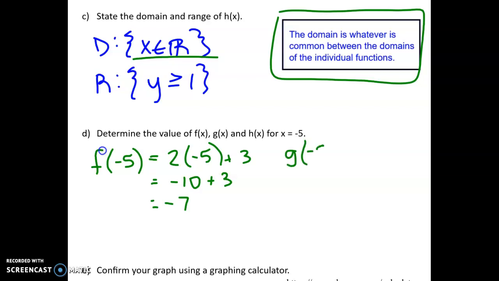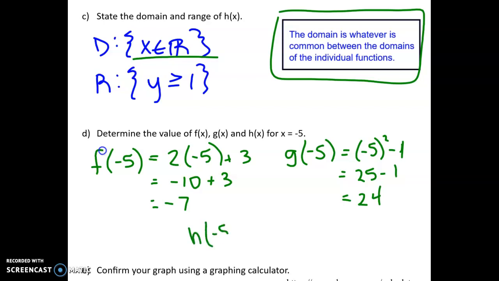G, same thing. I'm going to plug in -5 for x in the g equation. So we get -5 squared minus 1, which is 25 minus 1, so 24. Now h, I know I could plug it into my original equation, or what's my other option to find h? Add these two together, right? Because h is f plus g. So I can just take 24 and add the -7, which is really like subtracting 7, which means h at -5 would equal 17.